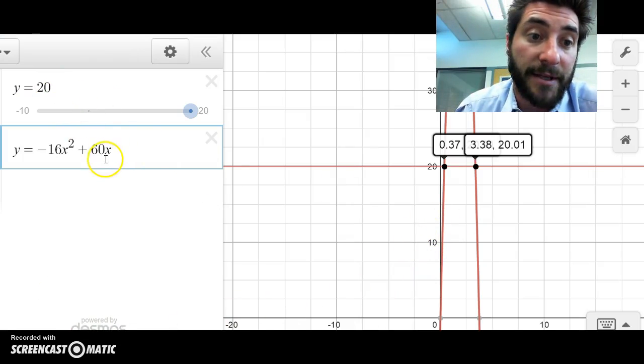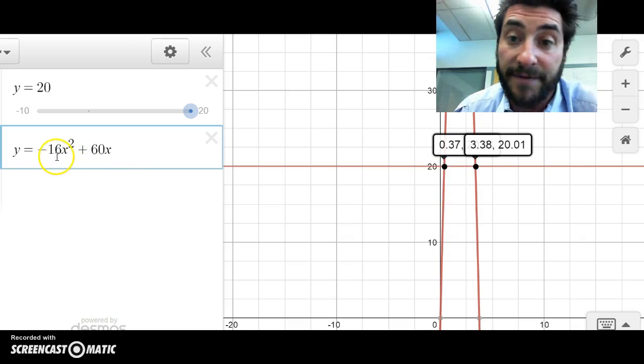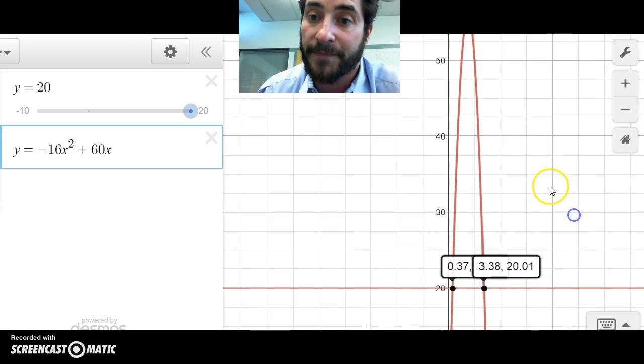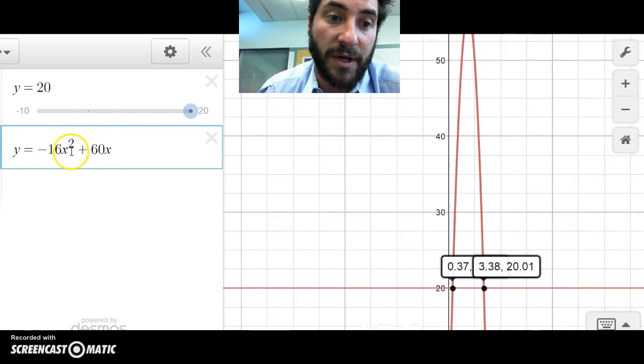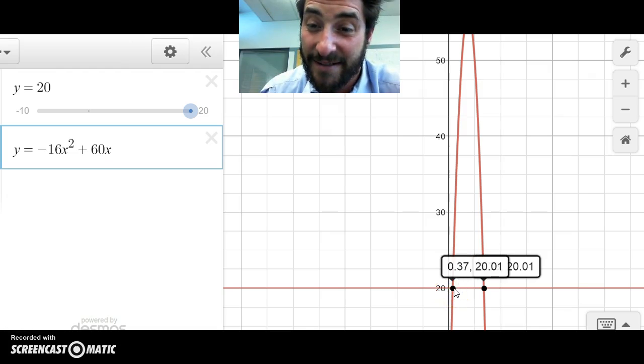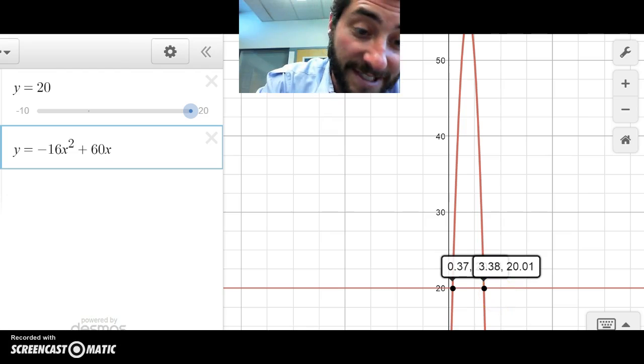So I graphed our equation, negative 16x squared plus 60x. Oh, I should get my face out of the way. And I asked, when does the height, so that's the ball going up in the air, when does the height equal 20? And it turns out that at 0.37 seconds, the ball is at 20 feet, and at 3.34 seconds coming down, it's at 20 feet. So 0.37.